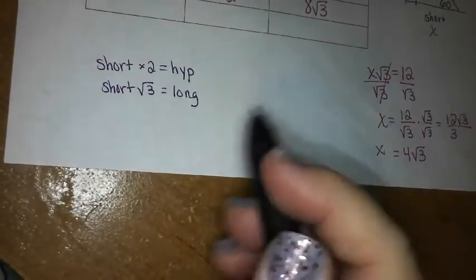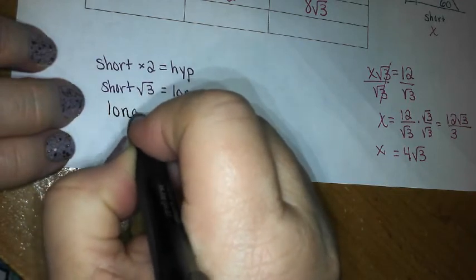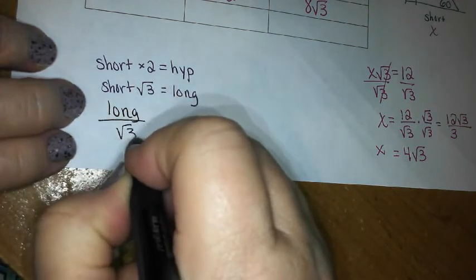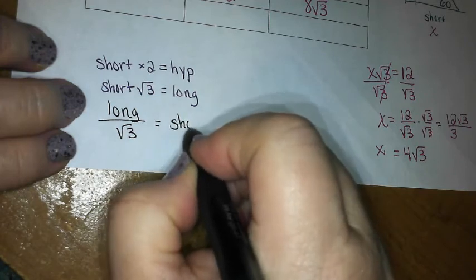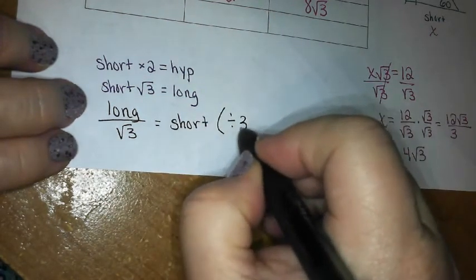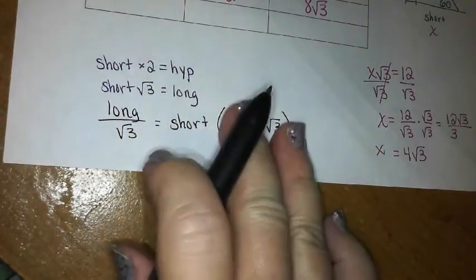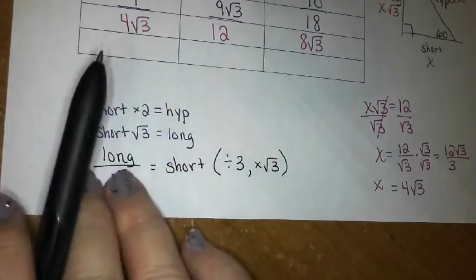So if I give you the long leg, you take the long leg divided by root 3 to get the short leg. And this one has the shortcut of dividing by 3 and multiplying by root 3. That's how we got from 12 to 4 root 3.